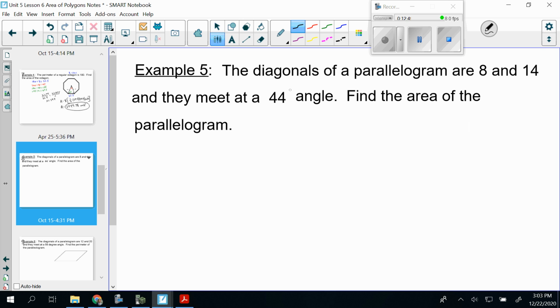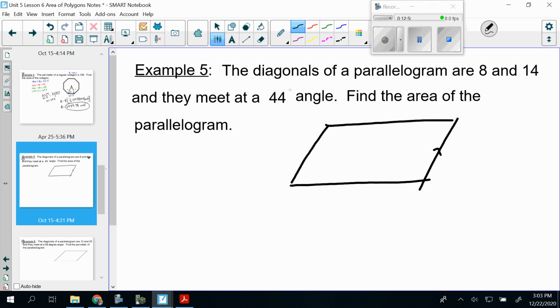This one is talking about a parallelogram, another shape you could run into. So if you have a parallelogram, let's draw it out first. So there's our parallelogram, knowing these 2 sides are parallel, these 2 sides are parallel. It says the diagonals are a length of 8 and 14, and they meet at a 44-degree angle. Find the area of the parallelogram.